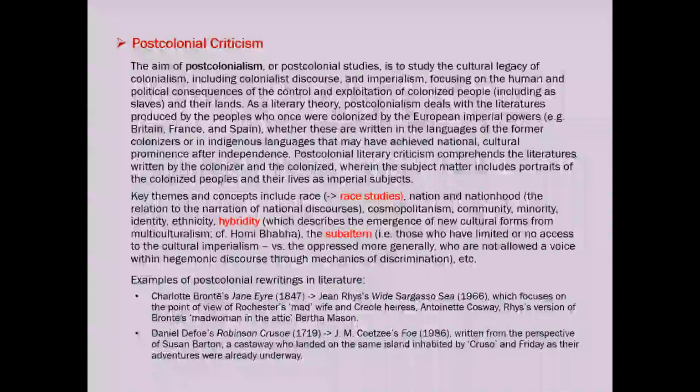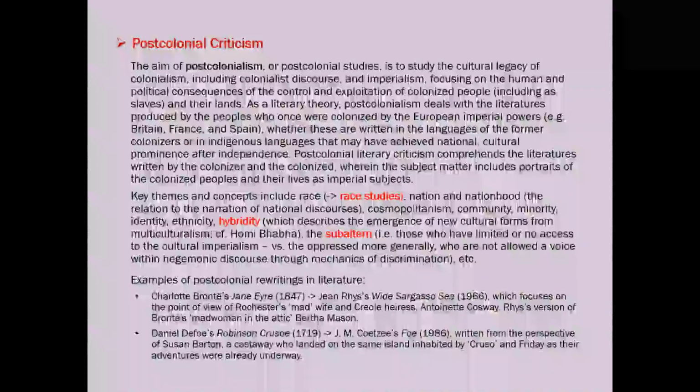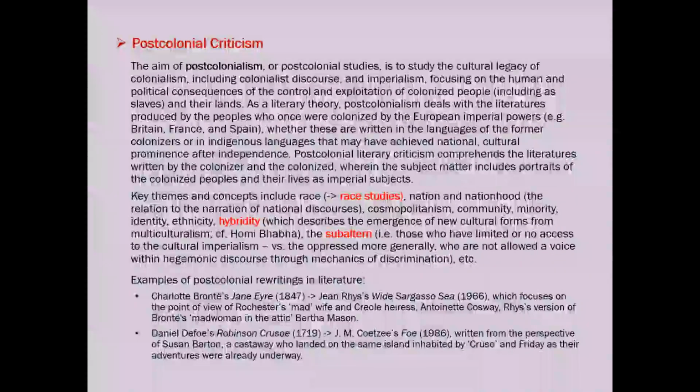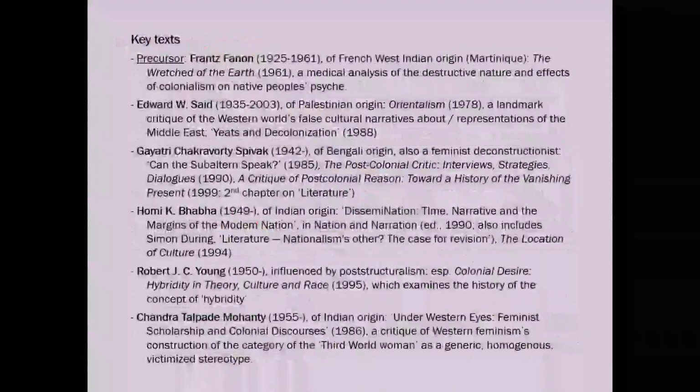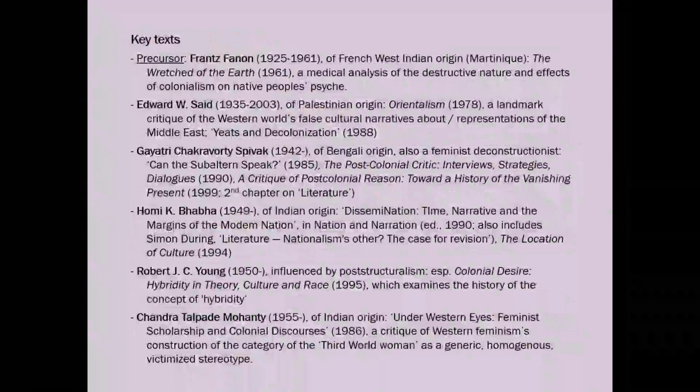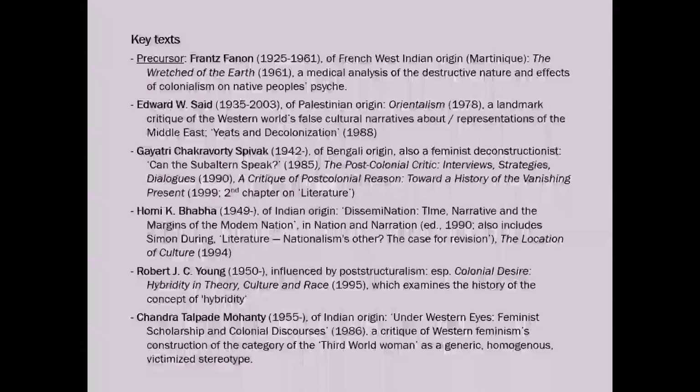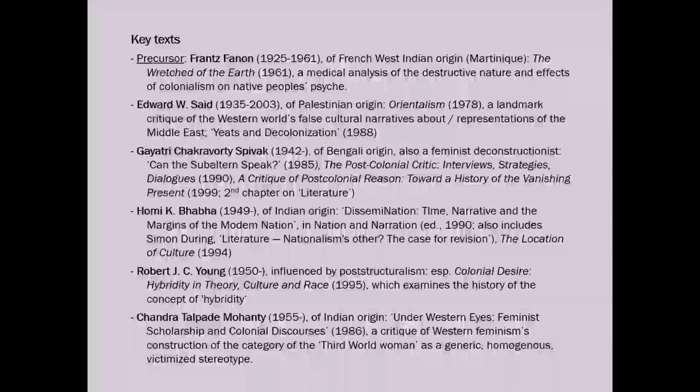And there are two famous examples in the history of Anglo-American literature. One is Jane Eyre, rewritten by a West Indian writer, and you can see the description here. And the other one is another very canonical English text, Robinson Crusoe, rewritten by a South African writer, as Foe. So some key texts. There is a precursor for this type of approach. Everybody cites Frantz Fanon, somebody of West Indian origin, who was trained in medicine and psychology, and wrote an absolutely scathing analysis of the destructive nature and effects of colonialism on native people. Okay? But the postcolonial critics themselves, the best known ones include the ones that I've mentioned here.